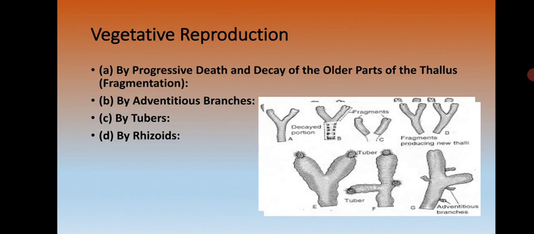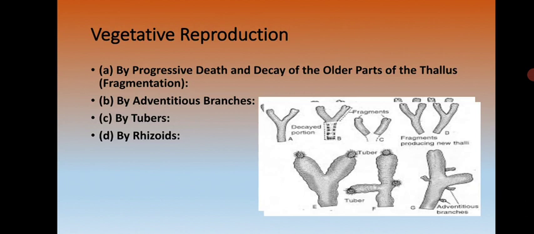Next one is tubers. In species like Riccia discolor or Riccia vesicata, perennating tubers are found at the apices of the lobes of the thalli in unfavorable conditions. In favorable conditions, they resume their growth. Adventitious branches: in Riccia fluitans, adventitious branches similar to the parent thallus may be formed on the ventral surface of the thallus. They get detached and develop into a new plant.